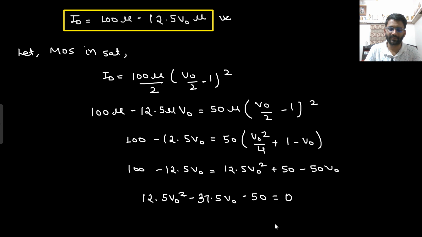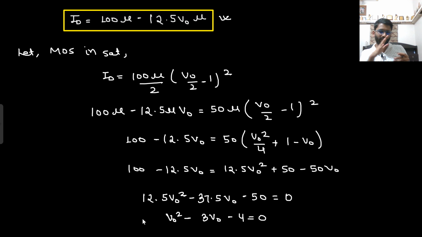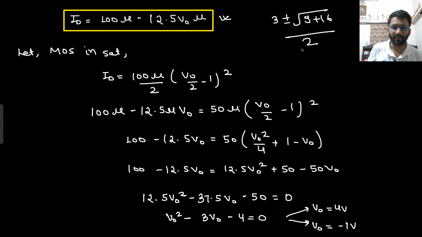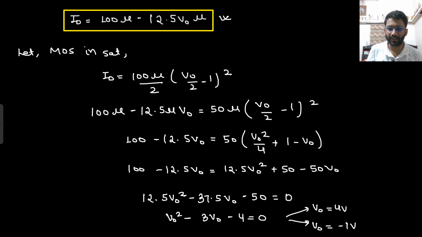12.5 I can take common, I guess. So this will be 3 V naught, right? V naught square minus 3 V naught, 50 divided by 12.5, 12 fours are 48, so 4. That's it. What did I do? I took 12.5 common. So 12.5 into 3 is 37.5. 12.5 into 4 is 50. So from here I can get the value of V naught. Two values I will get, I guess. Let me solve it. I solved it by this method only. So the two values I am getting are 4 volt and minus 1 volt.